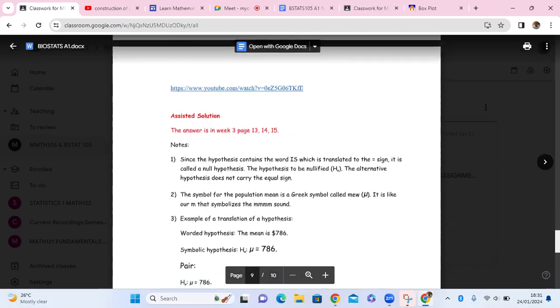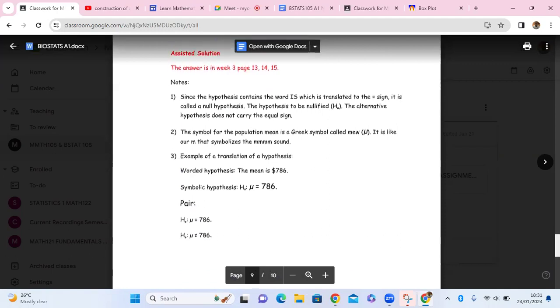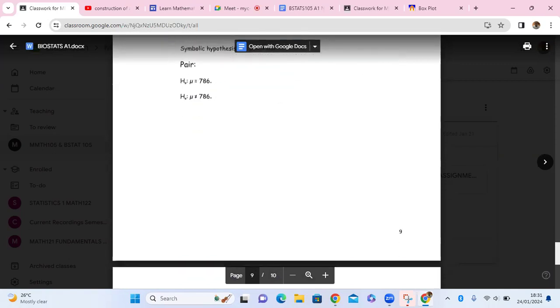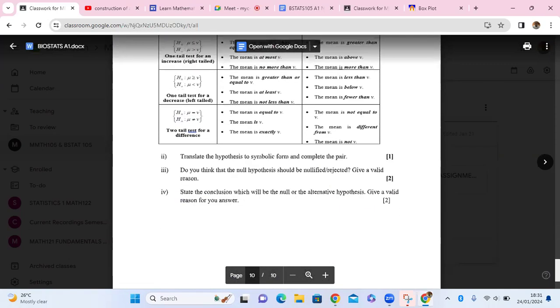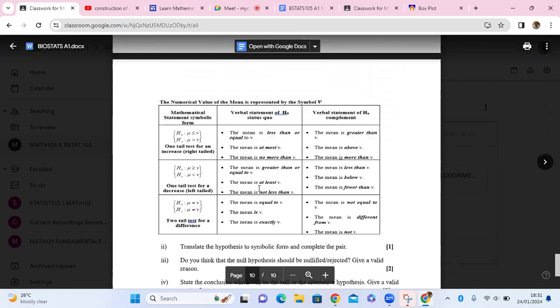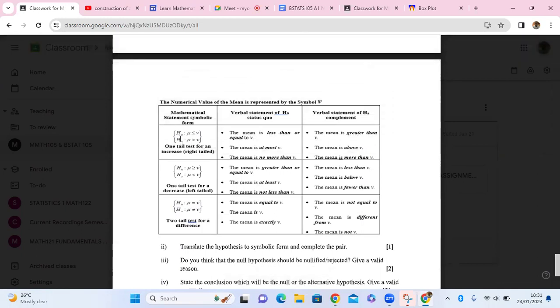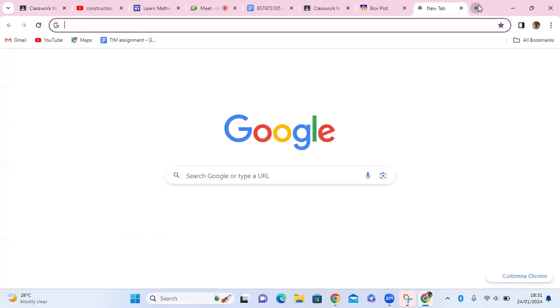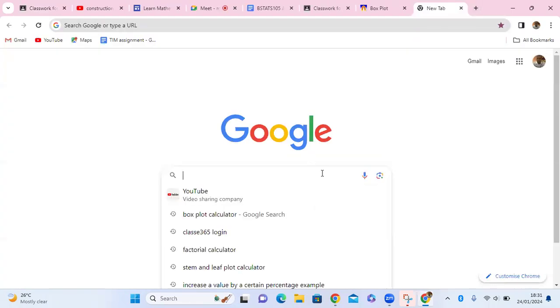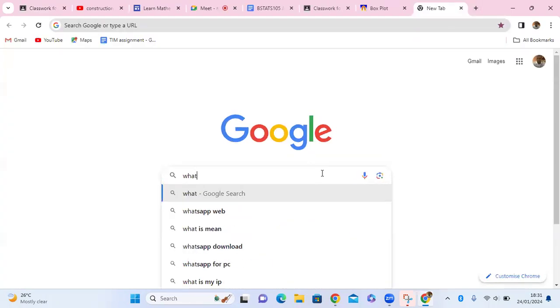So, part 2 of number 19, assignment 1, it says, translate the hypothesis to symbolic form and complete the pair. What it means by completing the pair is that you have to state what is the null and the alternative hypothesis. Also, you can Google it: what is the null hypothesis and what is the alternative hypothesis?